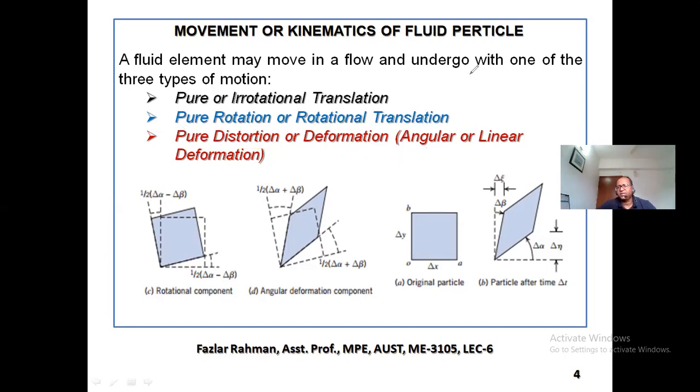So we'll check what the condition is for translation, and what the condition is for angular deformation. You see, if there is an angular deformation, what does it mean? That means there will be a vortex. So mathematically, you can prove when there will be a vortex and when there will be no vortex. You can prove it mathematically. Okay.